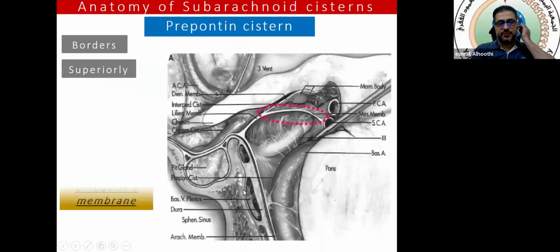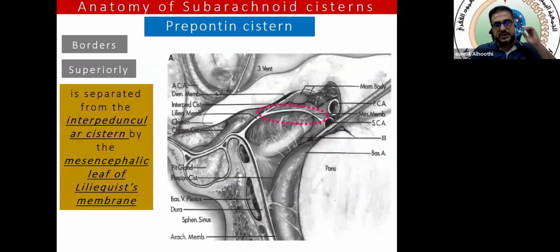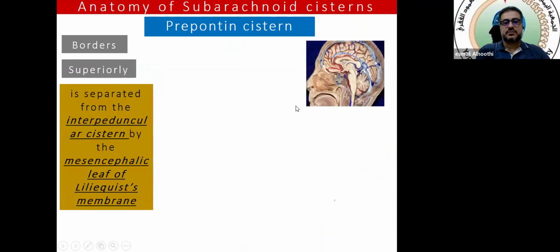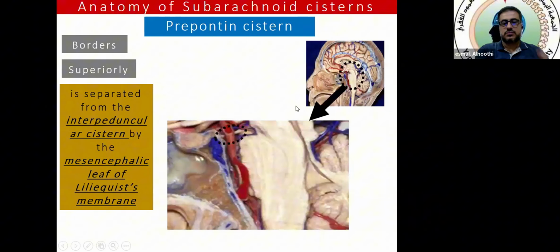It's bounded superiorly by the mesencephalic leaflet of the Liliequist membrane. The Liliequist membrane, through its inferior leaflet, separates the prepontine cistern from the interpeduncular cistern. As we see in this image, this is the prepontine cistern, this is the interpeduncular cistern. Between them is the inferior leaflet of the Liliequist membrane.